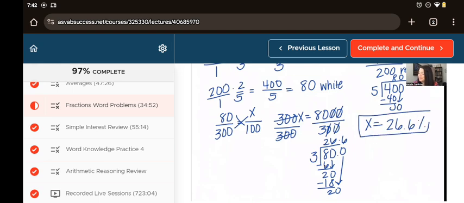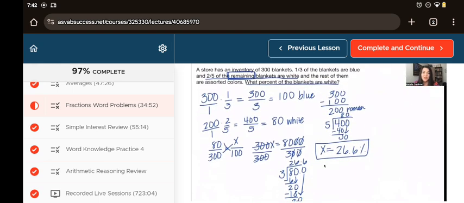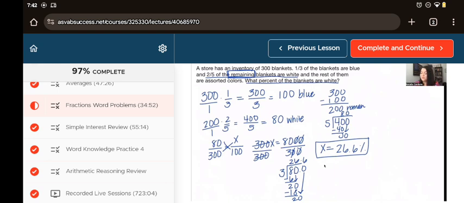And that's it. So just to go over the steps one more time to make sure I didn't lose you guys. The first step was figuring out how many white blankets there are. And I know that there's 2/5. It's 2/5 of what remains after we take out the blue. So we took out the blue, and then we find out what 2/5 of that is. Once we have the number of white blankets, we can plug it into our percent formula. And that's how we got our percentage.